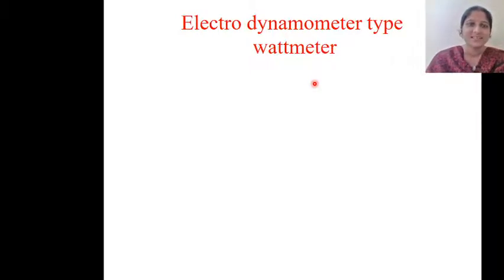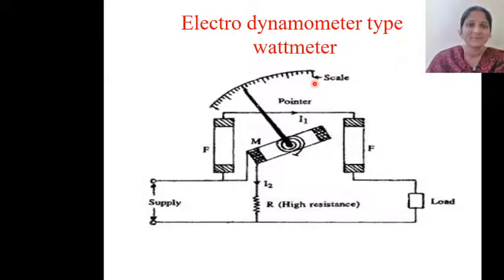Okay, so in this electrodynamometer type wattmeter, this is the circuit diagram. Coming to the construction, you can observe F is the letter given for the fixed coils. Here you see two F's placed in parallel. So F means fixed coils. There are two fixed coils placed in parallel with each other, and these fixed coils are connected in series to the load.